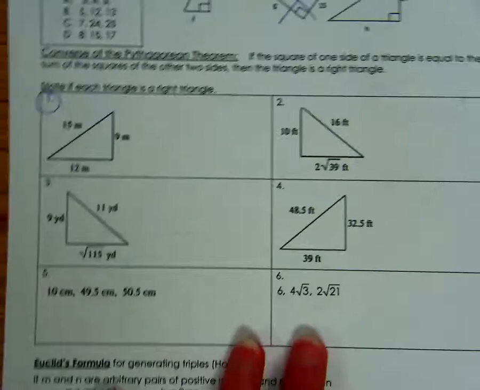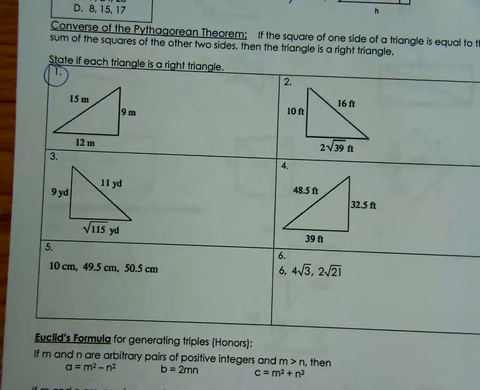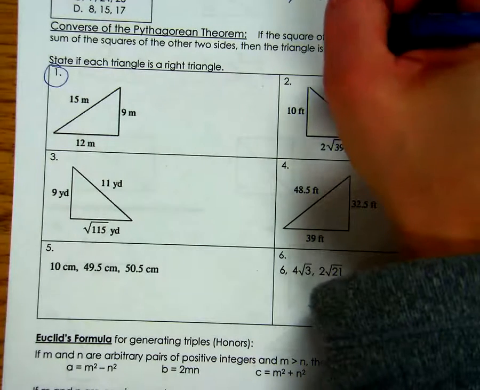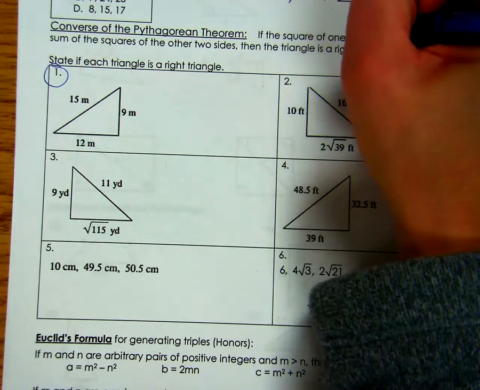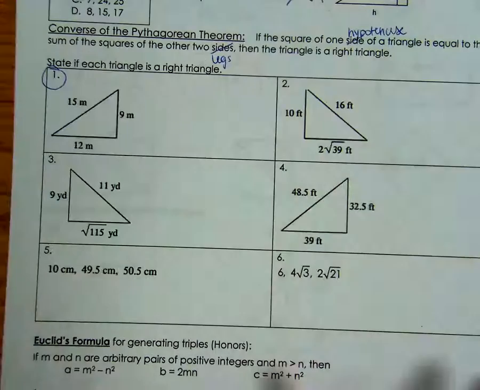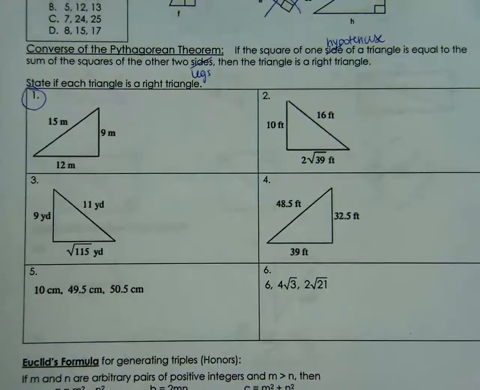The converse of the Pythagorean theorem is just the opposite of the Pythagorean theorem. We should say that if the square of the hypotenuse of a triangle is equal to the sum of the squares of the legs, so this might be good to clarify, hypotenuse to the other 2 legs, then the triangle is a right triangle. So you're going backwards.